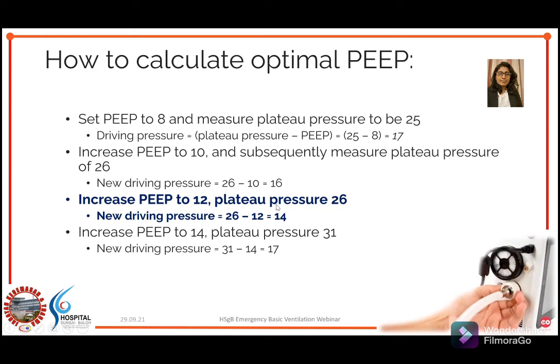Can you increase again? Because you want to get a lower driving pressure, right? So you increase the PEEP again to 14, but this time the P-plat goes up to 31, and your driving pressure at this point is 17, which is 31 minus 14. So is this optimal? No, because your driving pressure has exceeded the limit. So a PEEP of 12 with a P-plat of 26 would be our optimal PEEP.